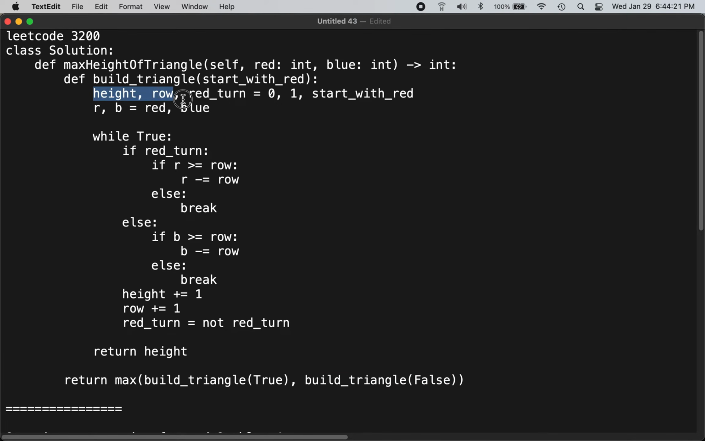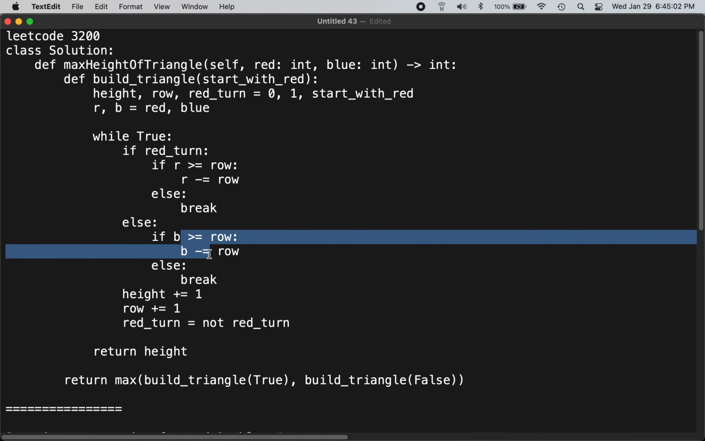So you start off with height, and row is first, and then you start with red, where start with red is true or false. You go through the loop. Anyway you are breaking, so you loop forever until you run out of balls. If it is red's turn and you have enough for the given row, then you subtract the row number of balls. So if you are in the fifth row and you have enough 5 balls, you reduce red by 5. Otherwise it's not possible, so you just break. That's where you end.